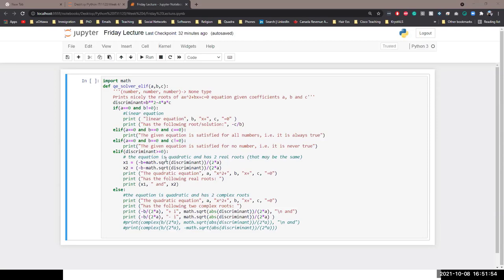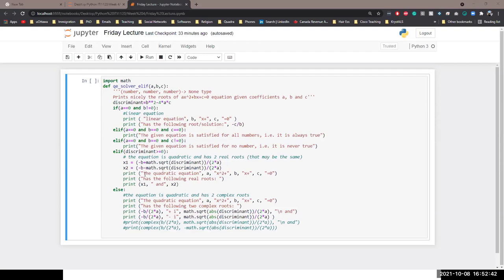Thank you, Ali. Okay, now if the discriminant is greater than zero, what does that mean? We have two real roots. Two real roots, okay? So to find the roots, we're gonna run the mathematical equation for the quadratic function, which is minus b plus the square root of the discriminant over two a. And the other root, instead of plus, is going to be minus.